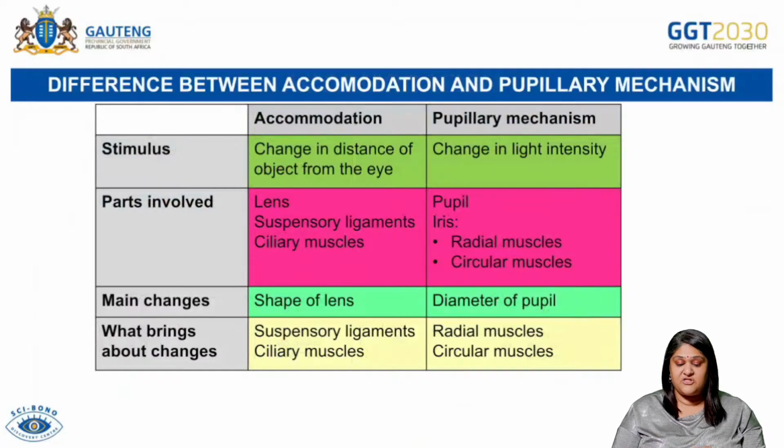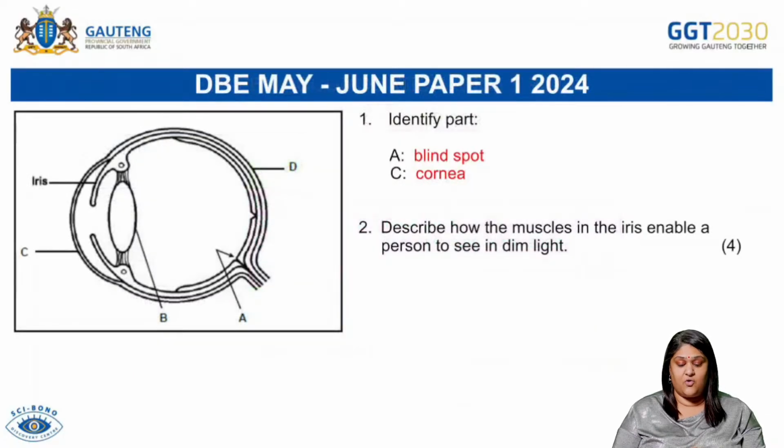Then we have a quick question. Here we're going to identify the parts. We have A, yes, that is the blind spot. We have C, the cornea, and we have D, it's the sclera. The sclera, the outermost layer over there.